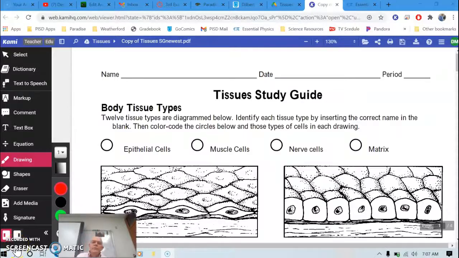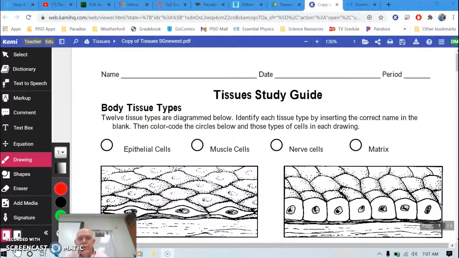All right, this is Mr. McMurray, and welcome to this exciting Thursday morning. All right, yeah, Thursday morning. There we go. Okay, Thursday morning. Welcome to Thursday morning. And this is the tissue study guide. Is that not exciting or what?